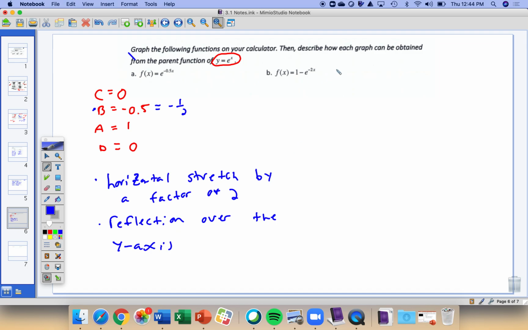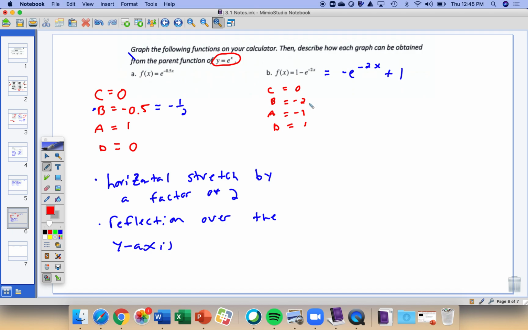For part B, let's rewrite this so that it looks a little prettier. Let's put the e in front. So it'd be negative e to the negative 2x plus 1. So let's go through CBAD. C, B, A, D. C here is still 0. B is negative 2. A is negative 1. D is 1.